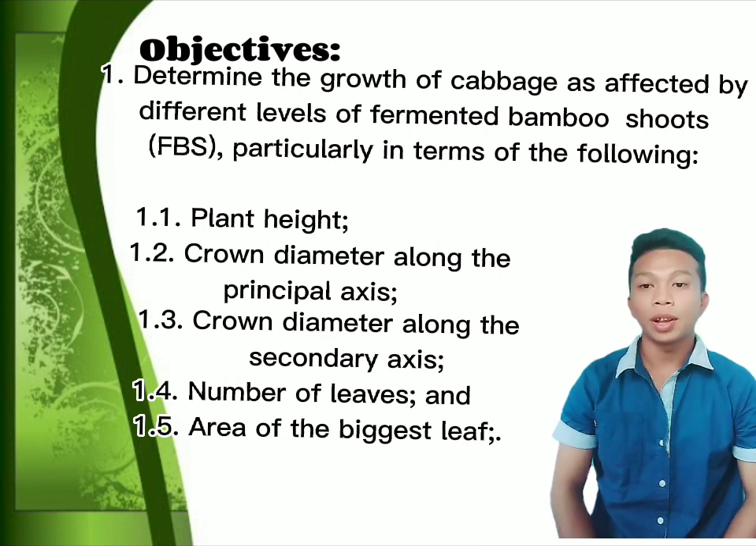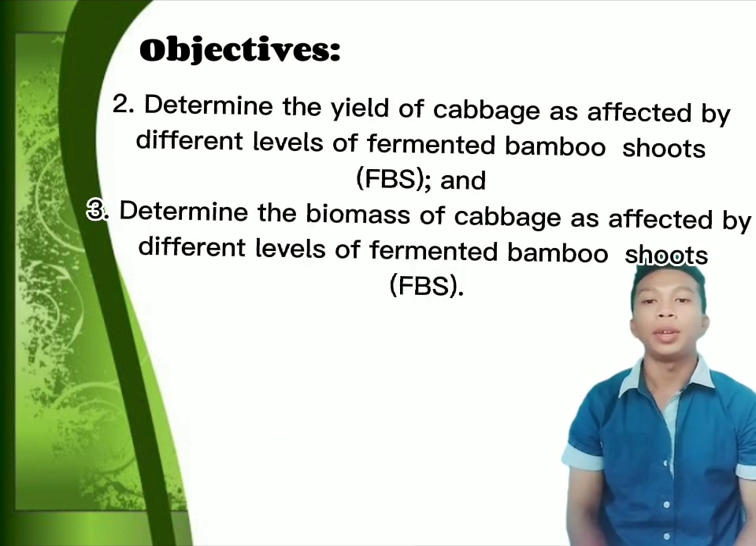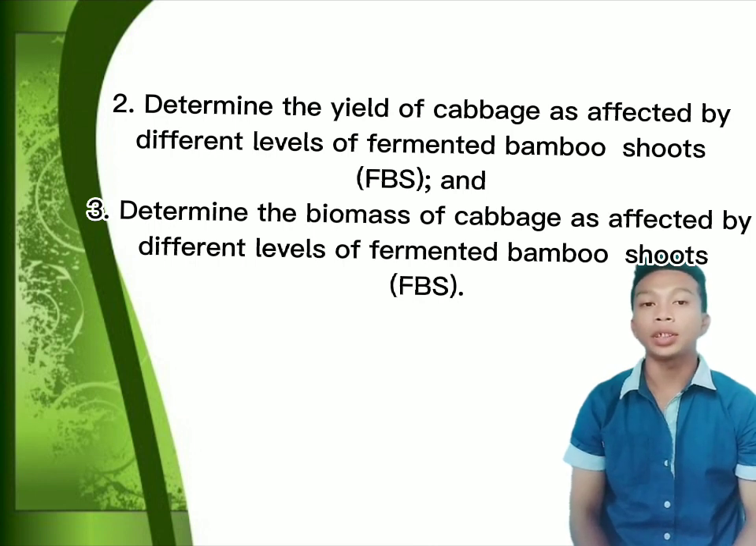particularly in terms of the following: plant height, crown diameter along the principal axis, crown diameter along the secondary axis, number of leaves, and area of the biggest leaf. Number 2 is to determine the yield of cabbage as affected by the different levels of fermented bamboo shoots, or FBS. And lastly, to determine the biomass of cabbage as affected by different levels of fermented bamboo shoots.